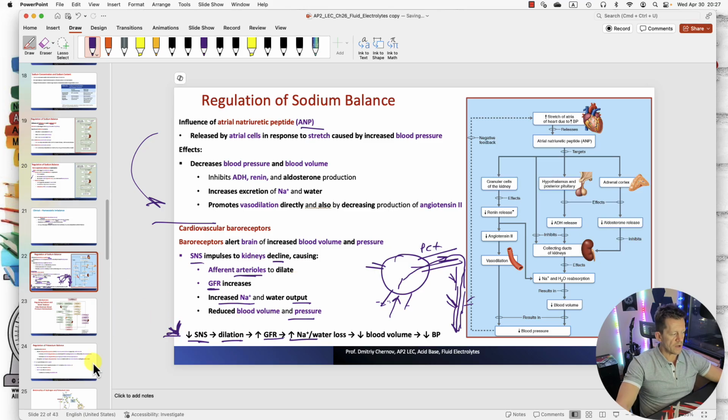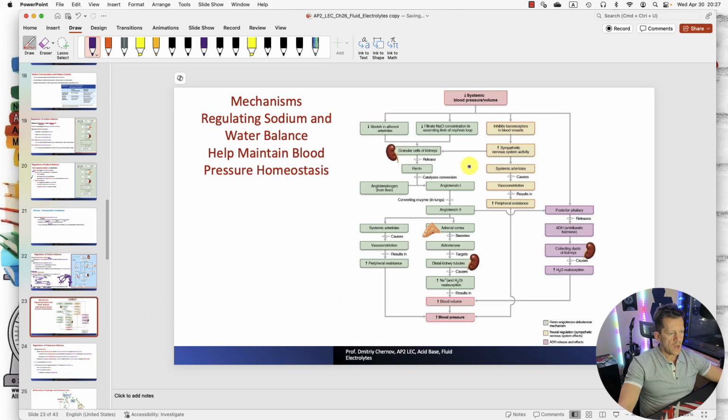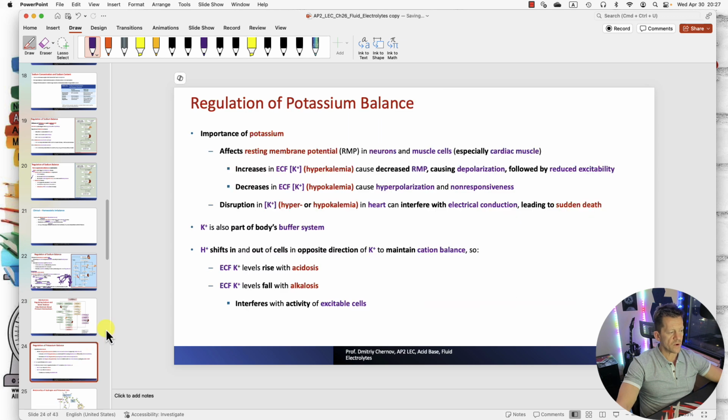Please know this stuff. Review this. We've done this before. Here is hyperkalemia and hypokalemia. Mind-boggling info.